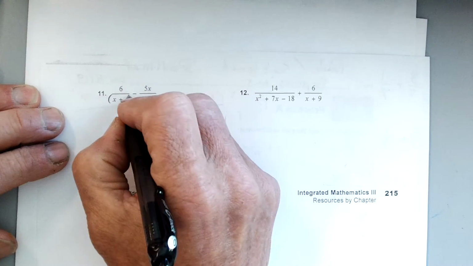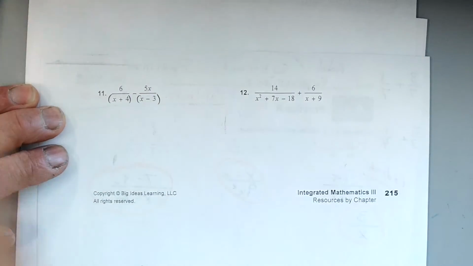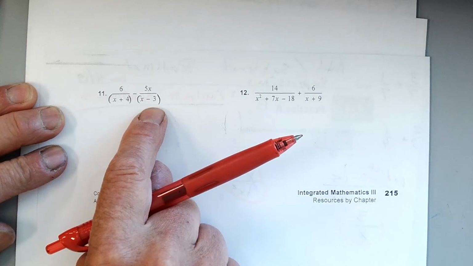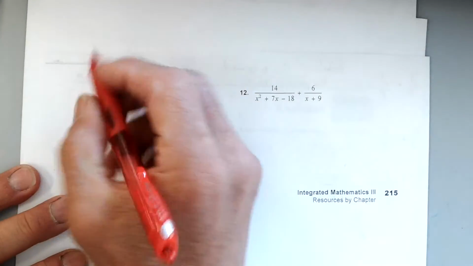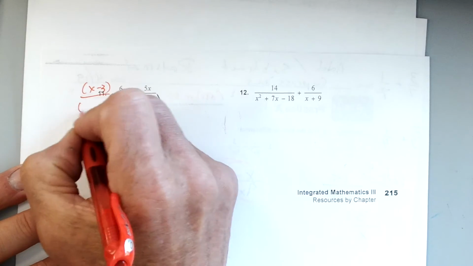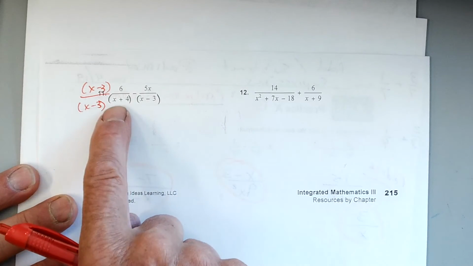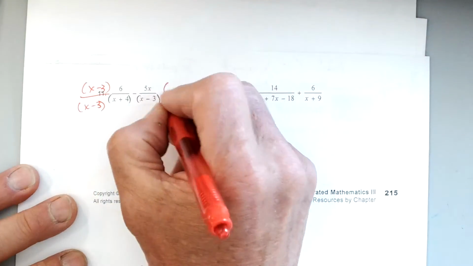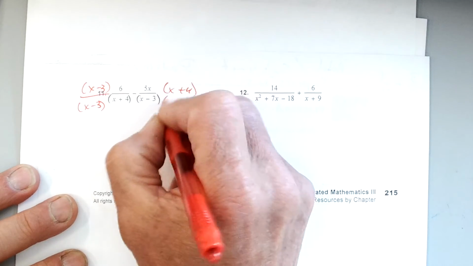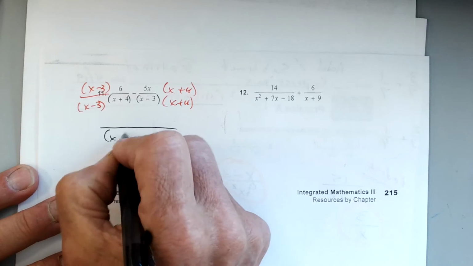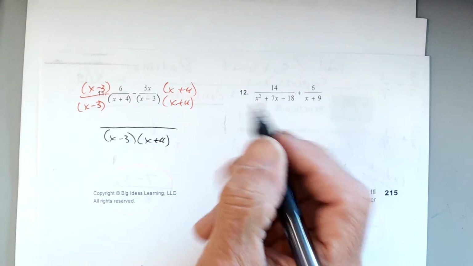Okay, 11's similar, right? We need to have an x plus 4 and an x minus 3. So to make them the same, this has an x minus 3, this doesn't. Let's give it an x minus 3. The second fraction does not have an x plus 4, so let's give it an x plus 4, so they have a common denominator. All right, let's see what I have. I have an x minus 3 times an x plus 4 for the denominator, okay?